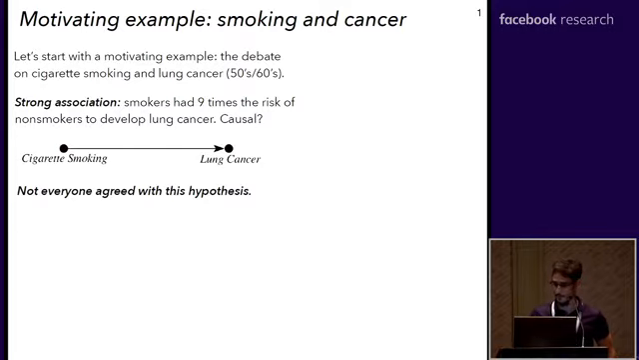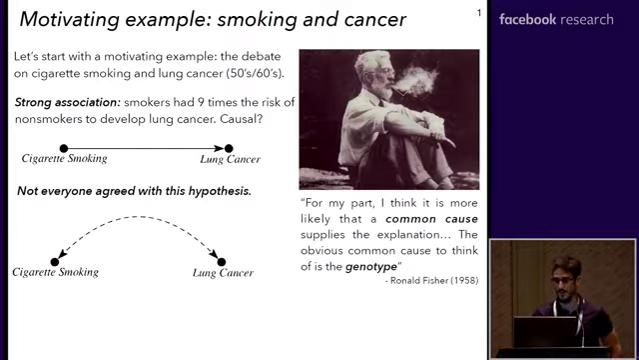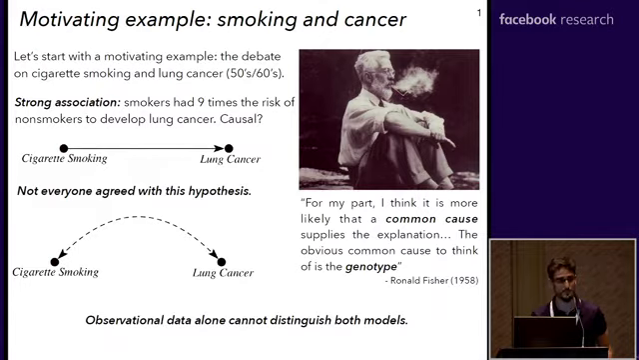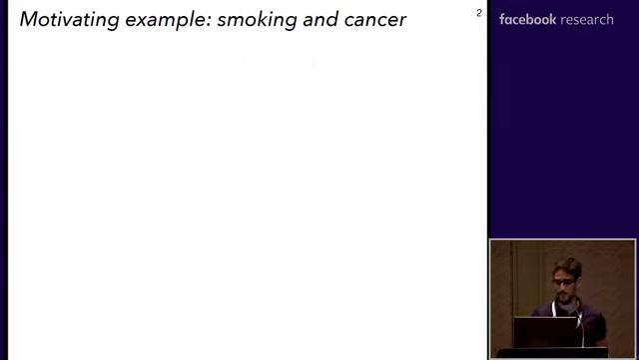And one of the main opponents of this hypothesis was the world-famous statistician Ronald Fisher. He thought it was likely that a common cause like genotype could be the explanation of this association. And theoretically, Fisher is right, because observational data alone cannot distinguish between the first model and the second model. So how can we move this debate forward?